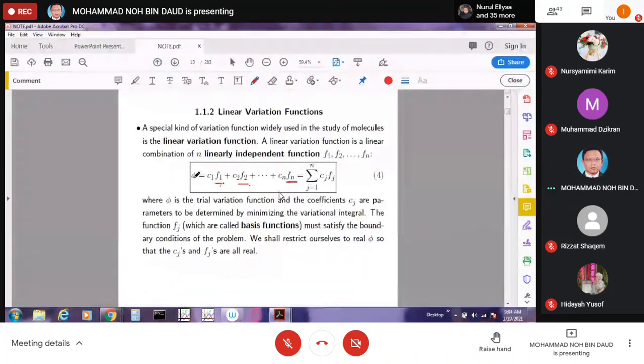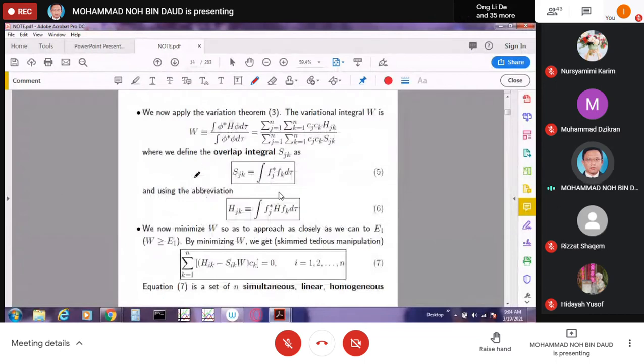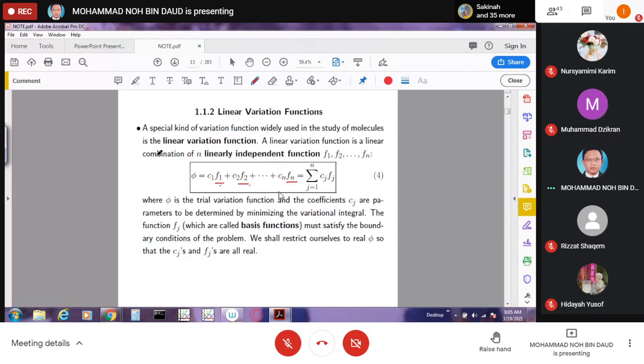When we substitute this trial function, or guess function, into these variational integrals, we minimize these variational integrals with respect to the coefficients. Okay, so we minimize the variational integrals with respect to these coefficients. So these are the coefficients.